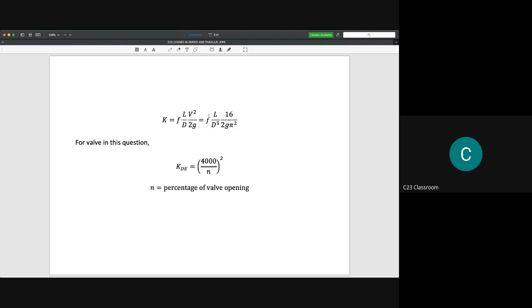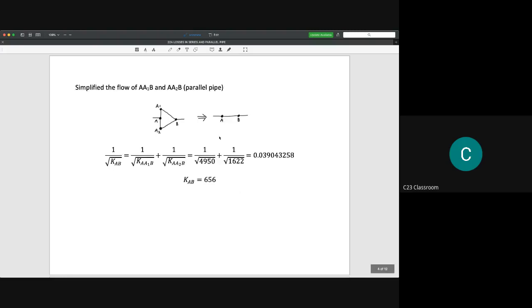Let's say what we could do is simplify the flow from A1B and A2B into a parallel pipe. As you know, this is a parallel pipe, so we could combine these two pipes as this one. It means that we try to simplify the flow from two parallel pipes like this into one single pipe like this one. So now we are merging these two pipes.